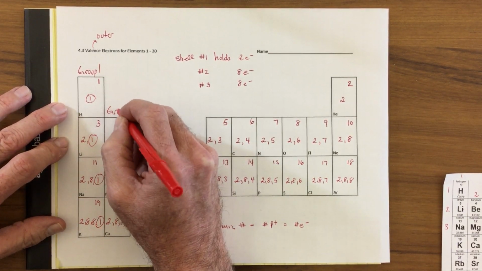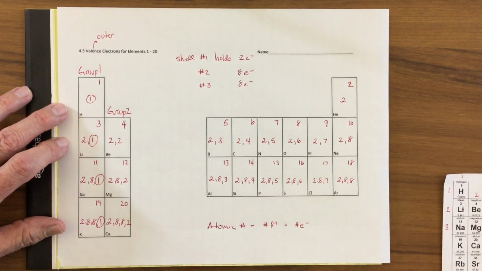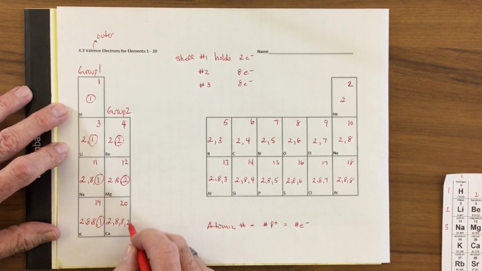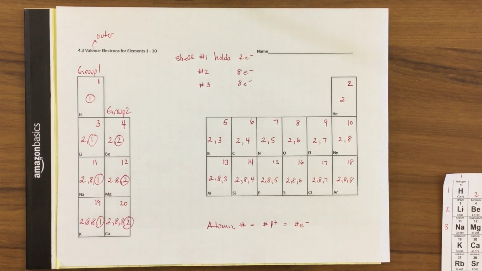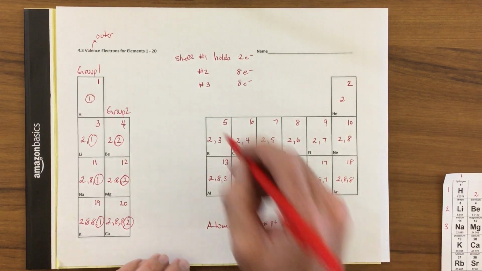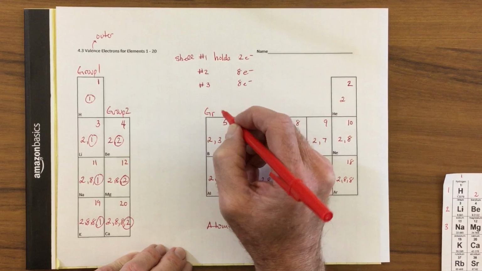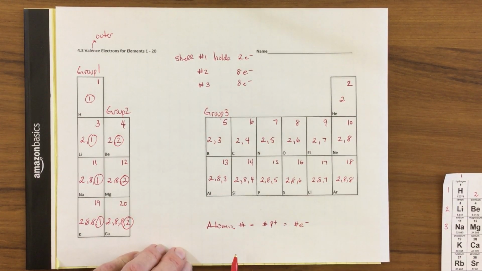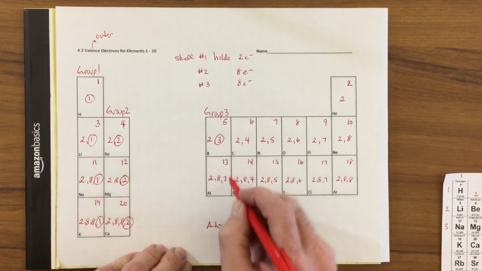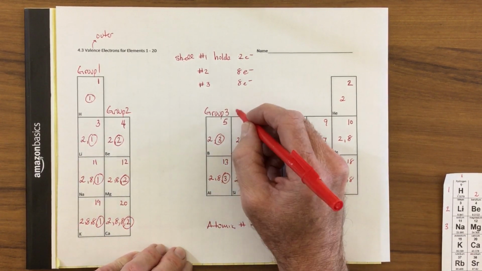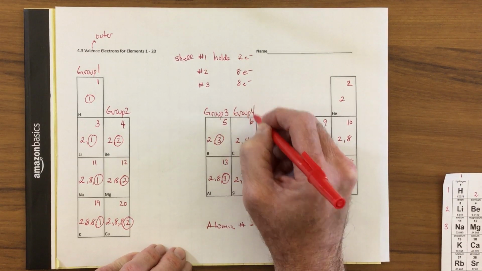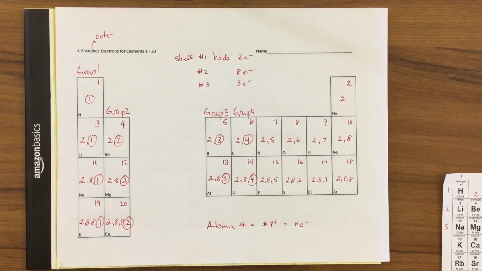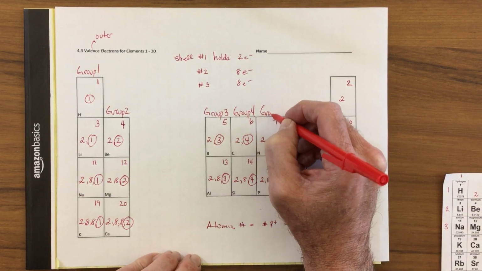How many does group 2 have? Group 2 has 2 in the outer shell here, 2 in the outer shell here, 2 in the outer shell here. Well, this is group 3. How many in its outer shells? 3 and 3. This is group 4. Hopefully you're seeing the pattern here. There's 4 outer electrons in group 4. This is group 5.